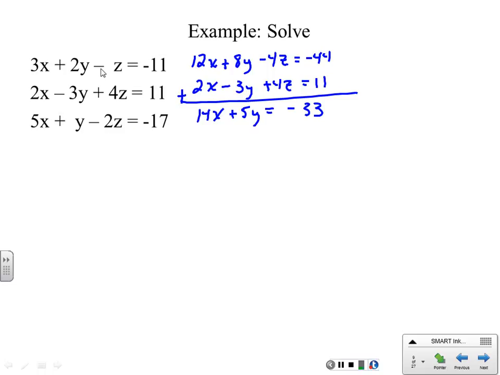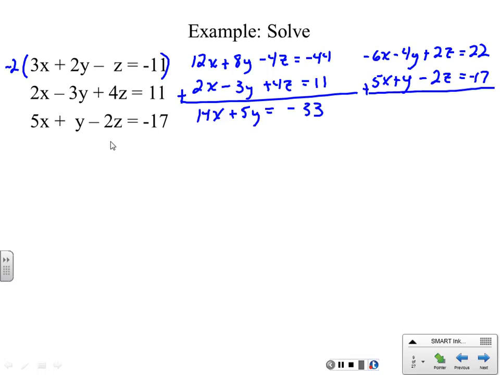2. So they have the same sign. So this time I have to multiply by a negative 2. So we're going to have negative 6x minus 4y plus 2z is equal to 22. And then that bottom equation, just write it down because it's got what I need. And then we're going to add them together. So we'll have x minus 3y, z's go away, is equal to, what, 5?